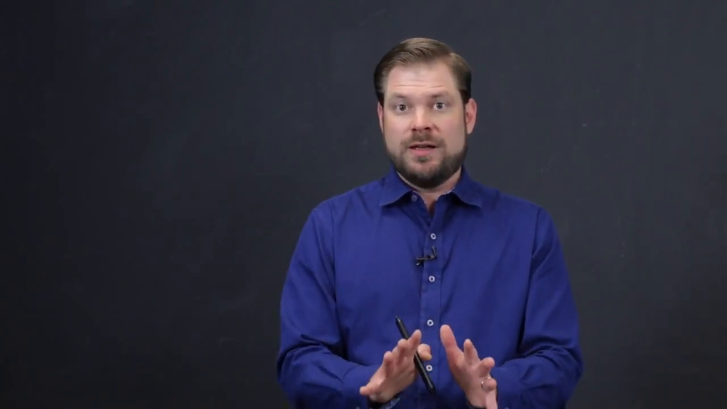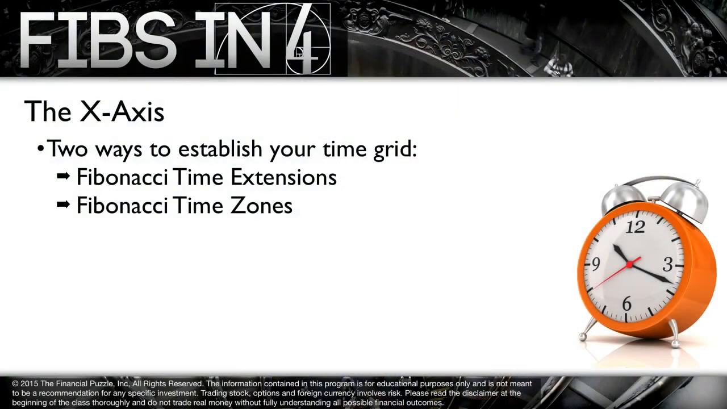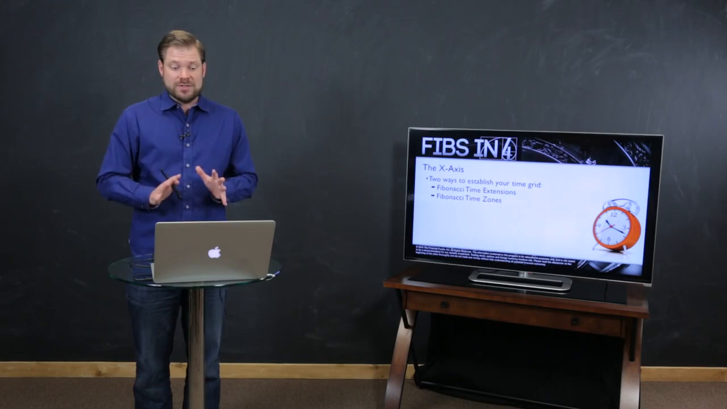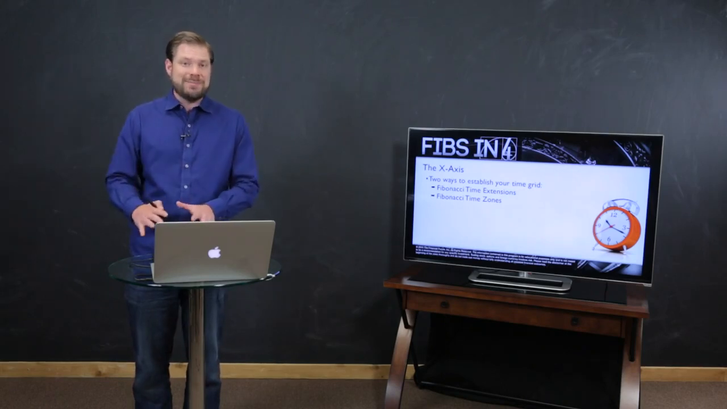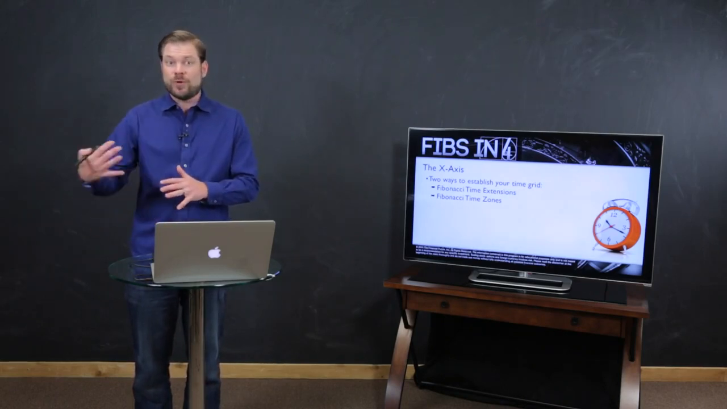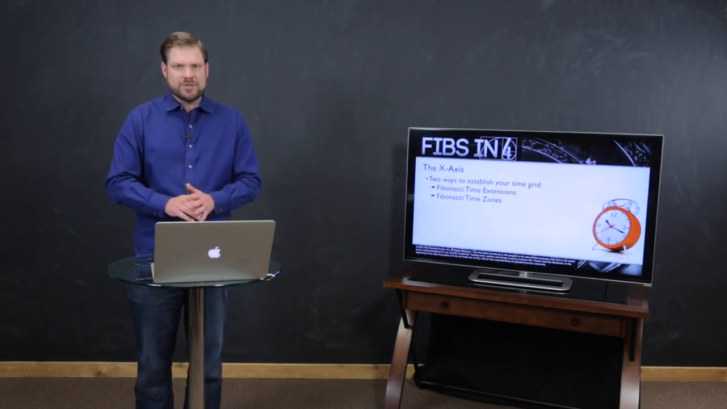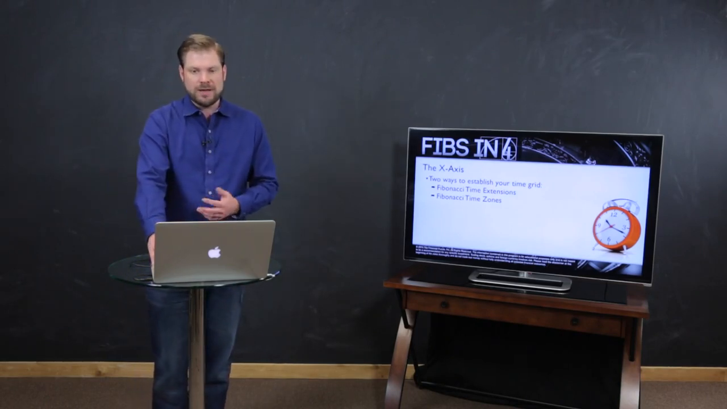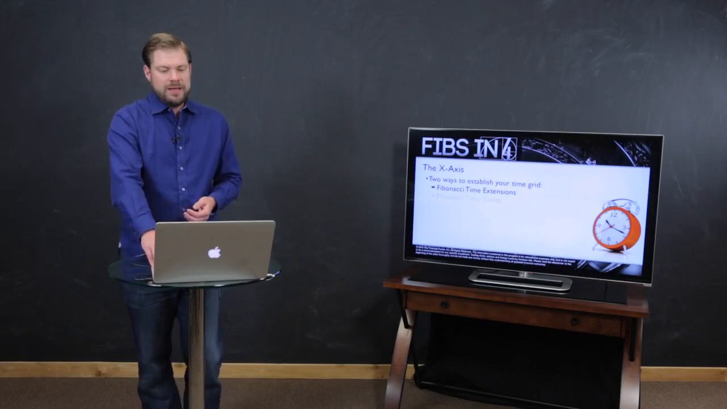Now, I don't go there. I think that price is obviously where you need to start. That's what we've worked so hard on. But I think time can be very, very important for you to measure. So here's what we're going to do. There are two specific ways that you can establish your time grid: using Fibonacci time extensions and Fibonacci time zones. I'm going to focus in this session specifically on the Fibonacci time extensions. And if you want to dig further into this world of time, as I've mentioned before, come join me in Total Fibonacci Trading and we'll explore it a little bit more there.